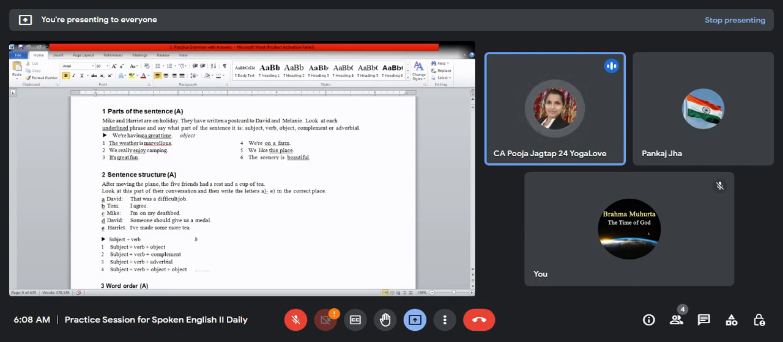Sentence structure A. After moving the piano, the five friends had a rest and a cup of tea. Look at this part of the conversation and then write a letter A to E in the correct place. David: That was a difficult job. Tom: I agree. Mike: I am on my deathbed. David: Someone should give us a medal. Harriet: I have made some more tea.